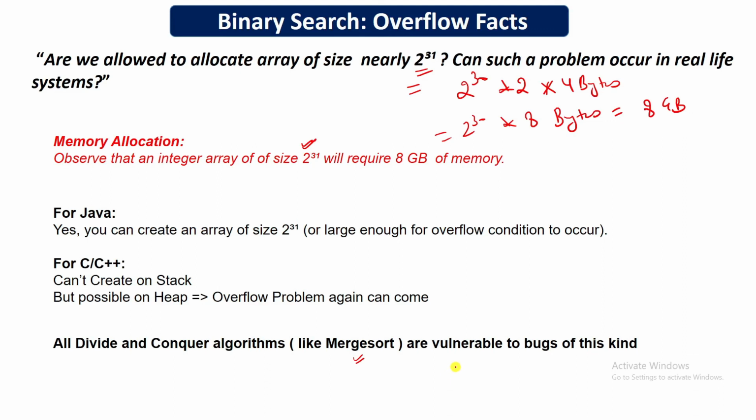So yeah, this was all for this video. If you have any question, please write down into the comment box, and I hope you have understood the gist of the overflow bug problem in the binary search.